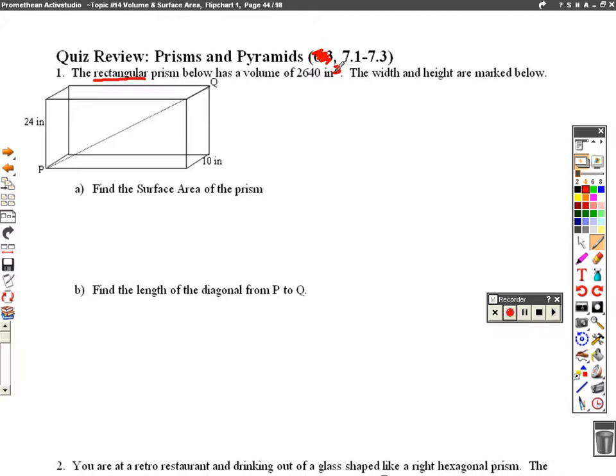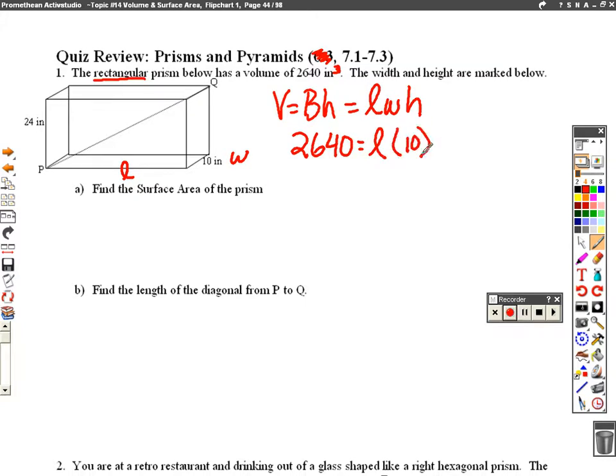So I'm going to take the formula for the volume of a prism. Volume of a prism is volume equals big B times H. And big B refers to the area of the base. Now, since the base is just a rectangle, our length and our width make the area. So the volume really is length times width times height in a rectangular prism. And I'm going to fill in the numbers that I know. So I know that the volume is 2,640. My L I do not have a number for, but my width is 10 and my height is 24.